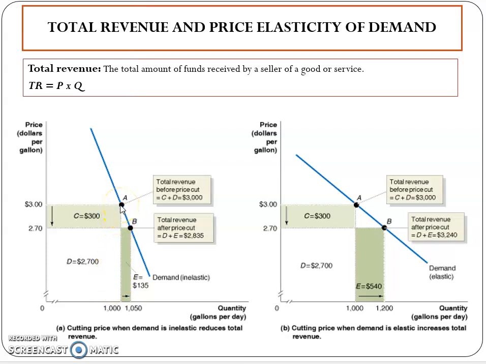So if you own this gas station, you've chosen that price. But then you consider, what if I lower my price? Well, if you lower your price to $2.70, then your demand is going to go up in quantity from 1,000 to 1,050. So essentially, you're going to lower your price by 30 cents in order to sell 50 more gallons per day.